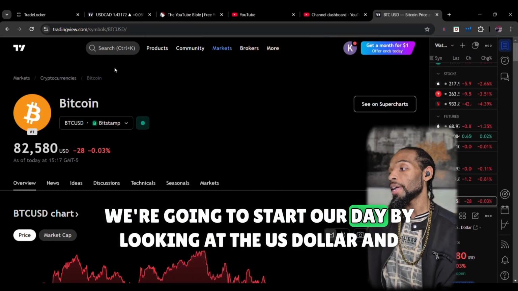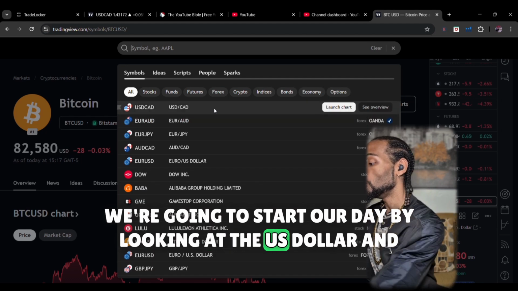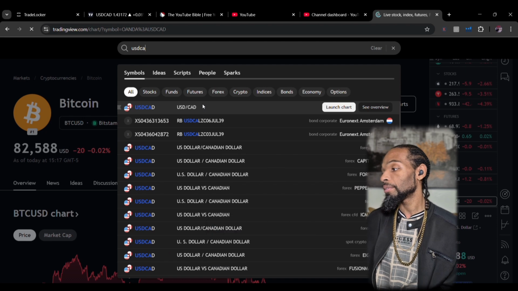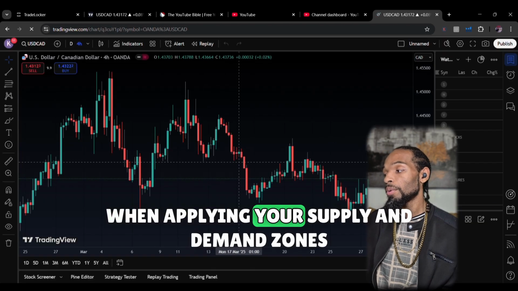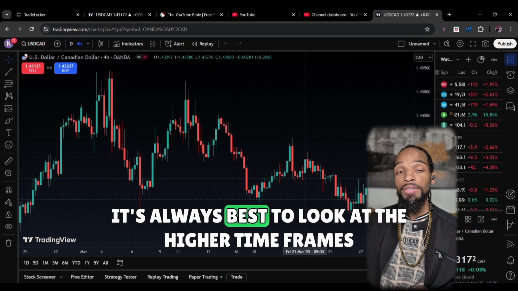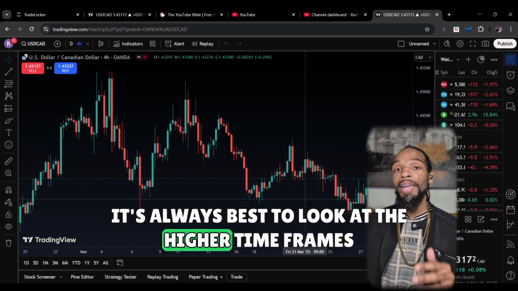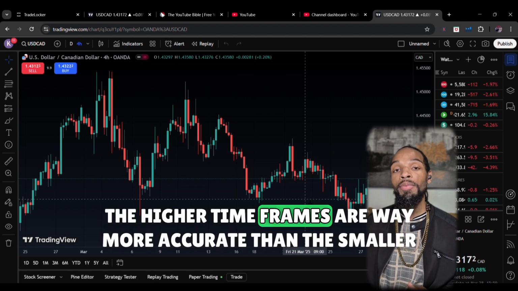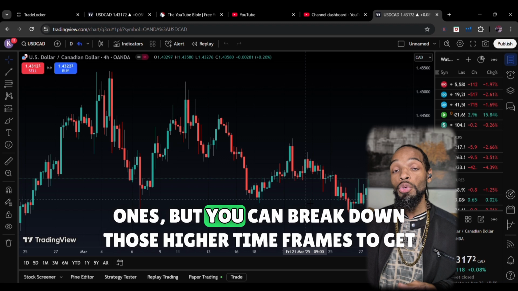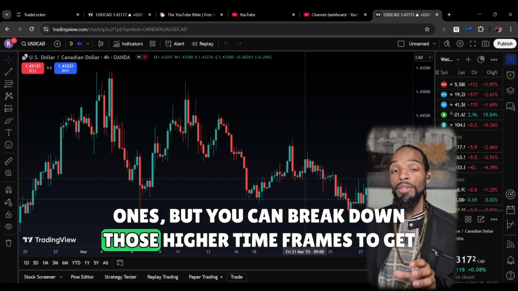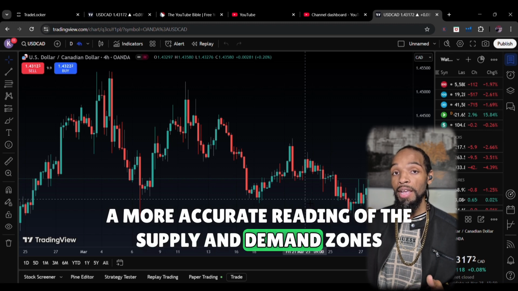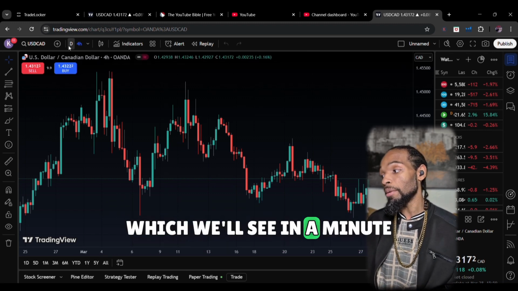We're going to start our day by looking at the US dollar and Canadian. When applying your supply and demand zones, it's always best to look at the higher time frames. The higher time frames are way more accurate than the smaller ones, but you can break down those higher time frames to get a more accurate reading of the supply and demand zones, which we'll see in a minute.